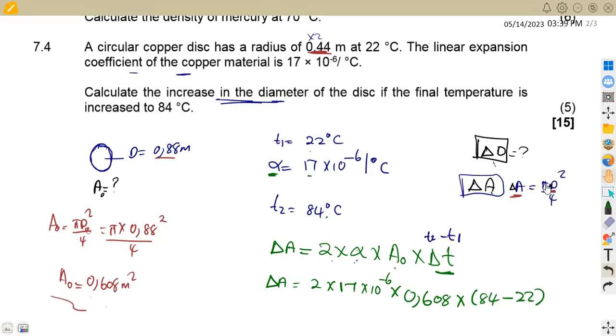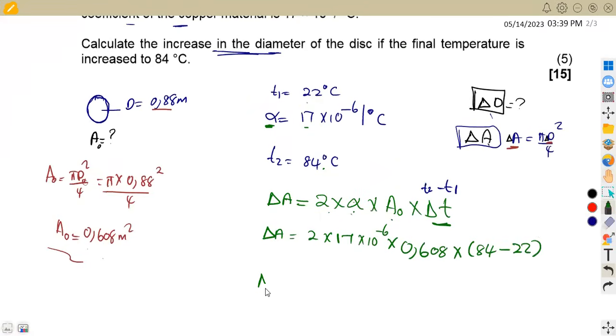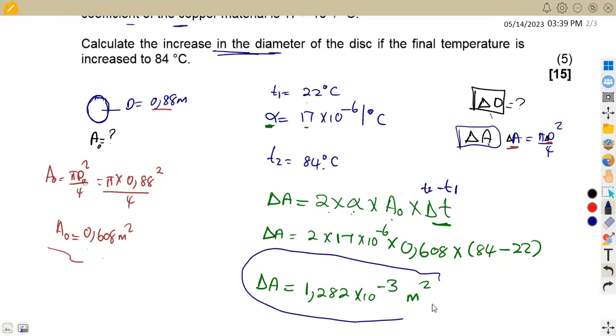All right, so this is going to give us the change in area. So the change in area is going to be something like 1,282 times 10 to the exponent of minus 3 in square meters. All right, so this here is the change in area. Take note, guys. We have a change in area, not the original area. The question is for us to calculate the increase in diameter. That's a change in diameter.